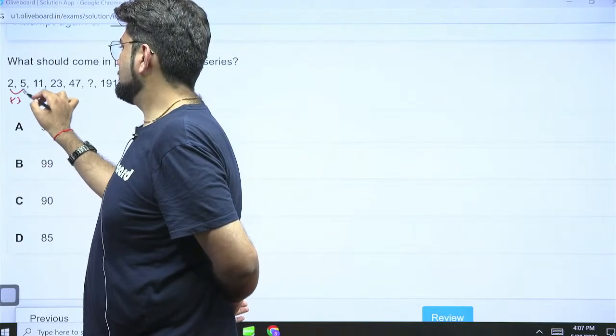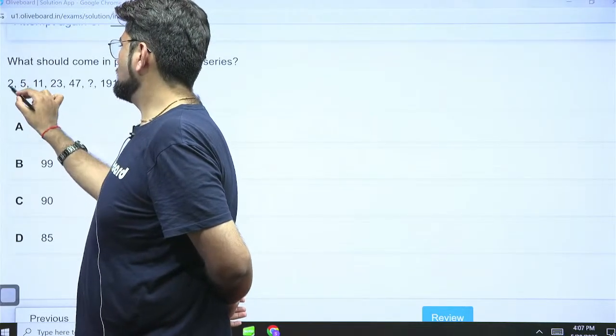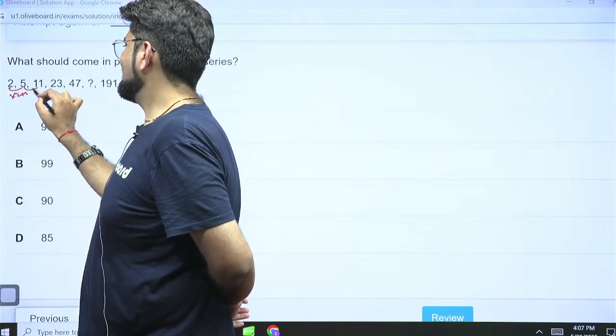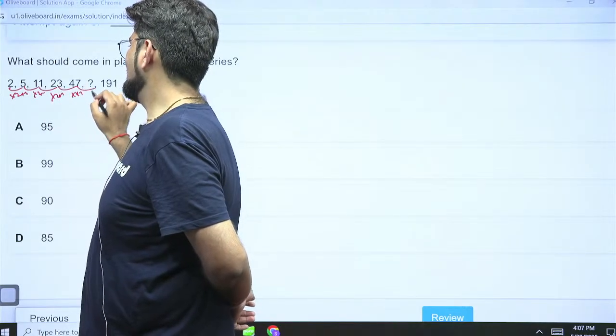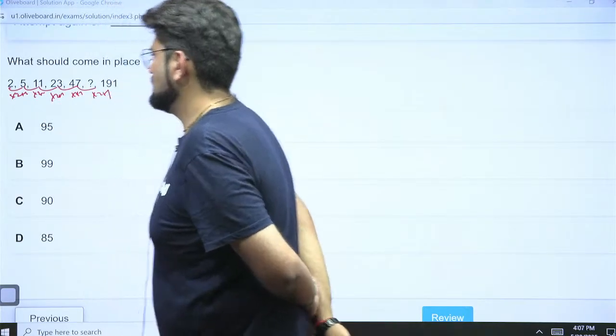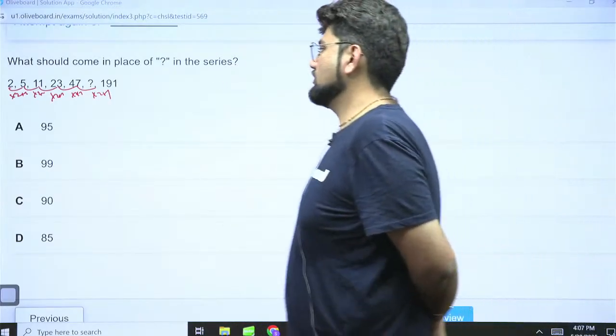+3 +6. No, it's into 2 + 1. No, into 2 + 1, into 2 + 1, into 2 + 1, into 2 + 1, into 2 + 1. One is the same thing actually. Even if you would have taken the difference and the double difference, that would also have made sense.